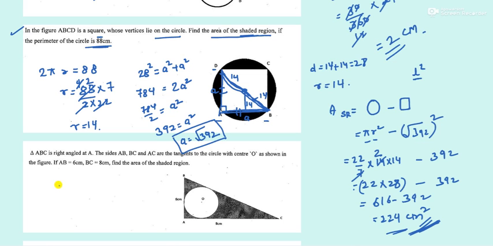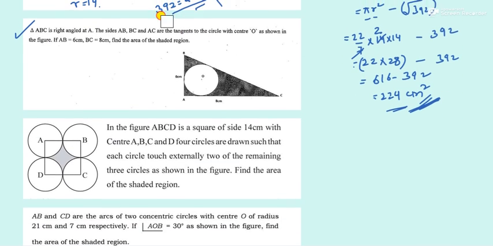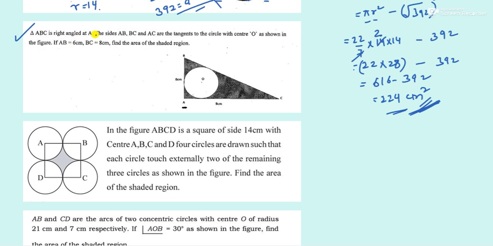Now moving to this question. ABC is a right angle triangle, right angled at A. You can see it here. The sides AB, BC and AC are tangents to the circle with center O, as shown in the figure. If AB is 6, this is 6, and BC is 8, find the area of the shaded region.